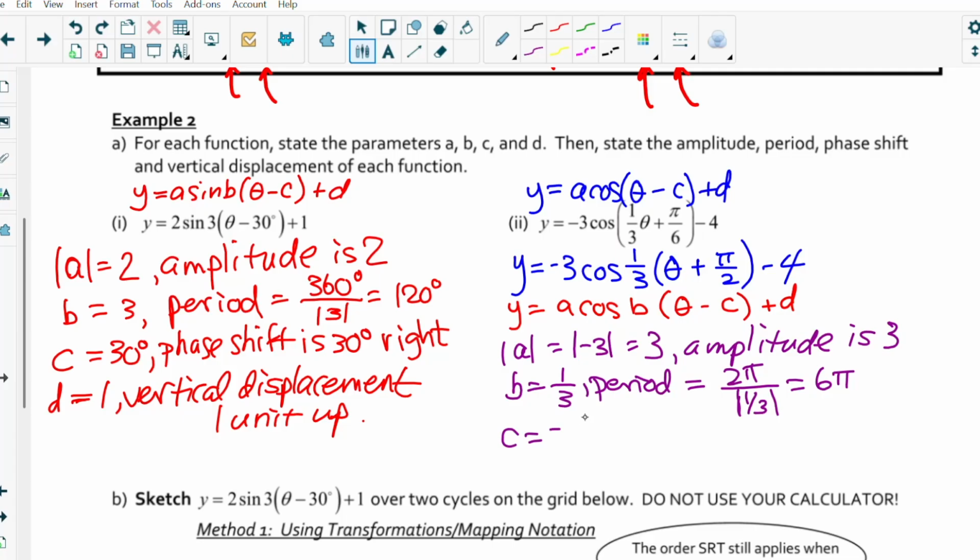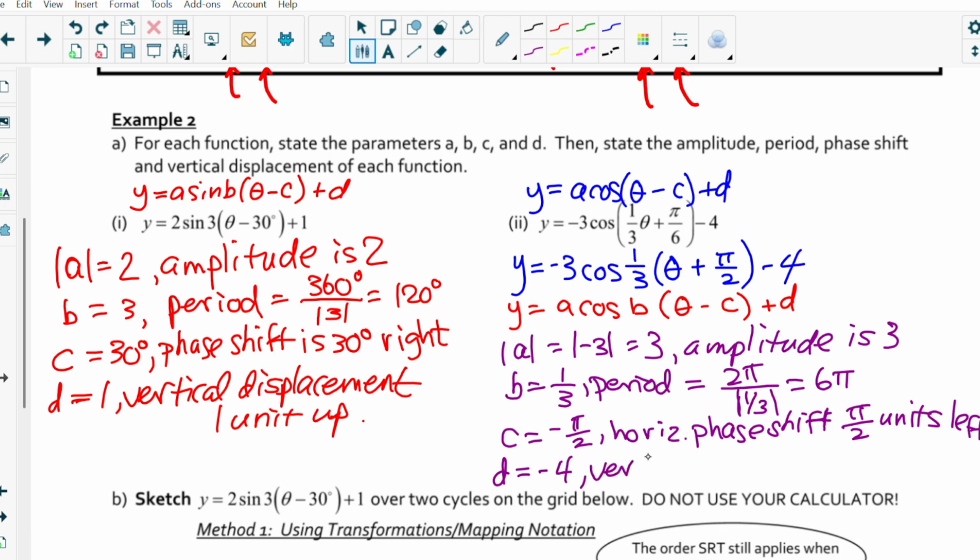My c value is negative pi over 2. That's a horizontal phase shift of pi over 2 units. This is to the left. Okay, and then my d value, the vertical displacement, equals negative 4. So that's a vertical displacement of 4 units down.